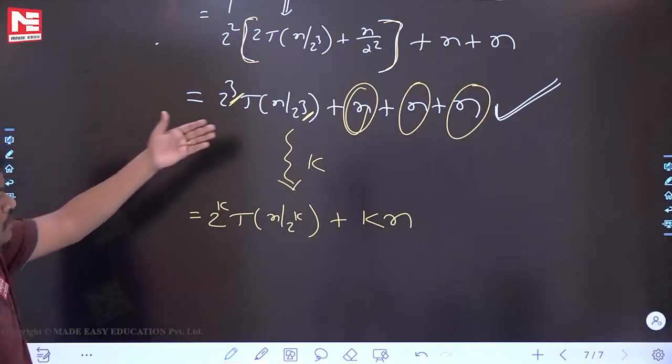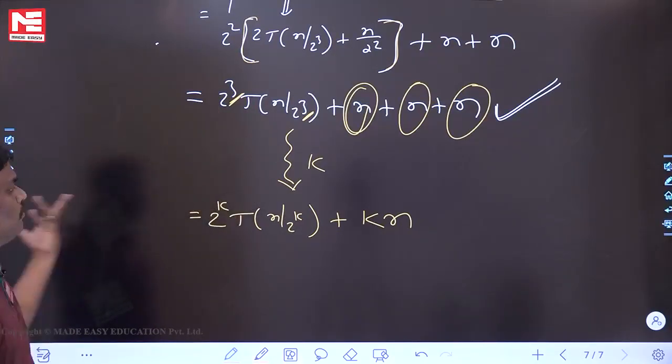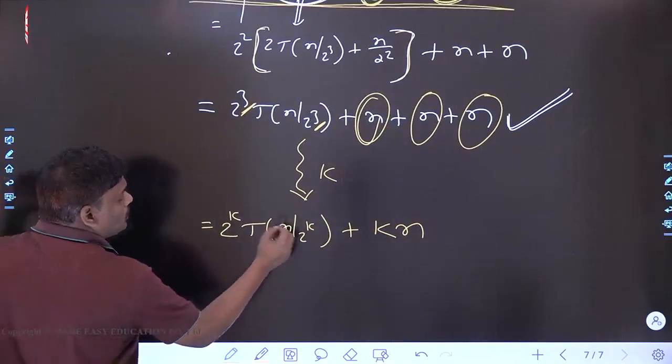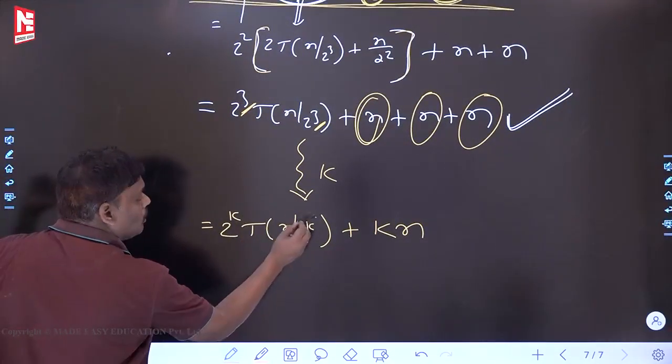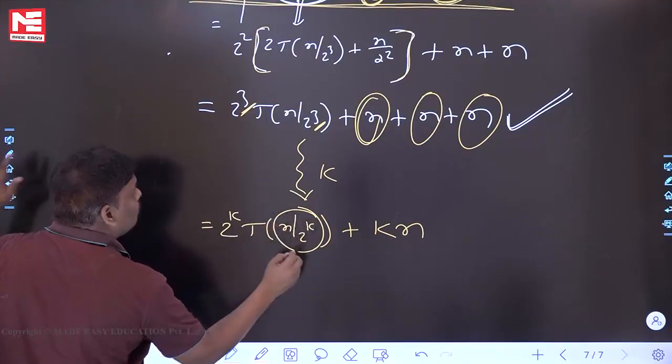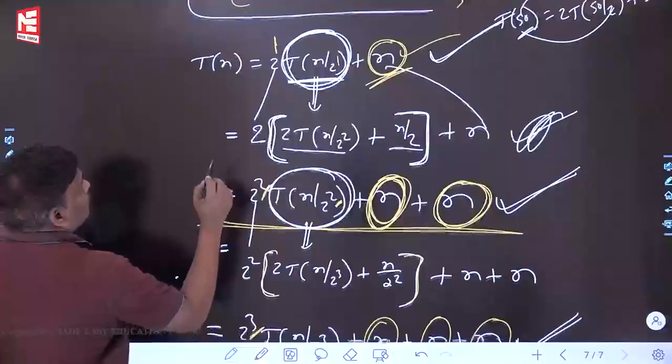3 rounds means 3 n's came. K rounds means kn will come. Next, one more thing I want to ask you. After doing k times, this one came n by 2 power k. But one thing is, at which k value will it terminate? Can you say what the termination is for this problem?